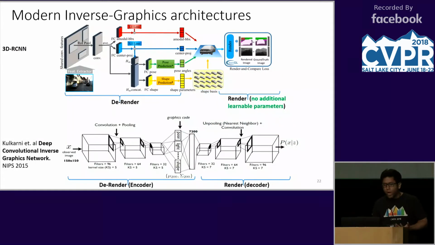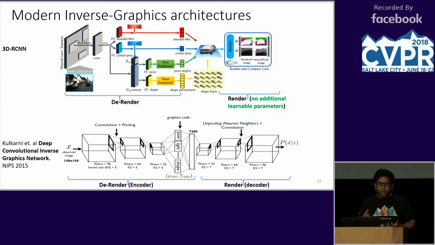Now, before I conclude, I want to take a step back and compare with some of the modern inverse graphics architectures. On the bottom, what you are seeing is this work from Kulkarni et al. called Deep Convolutional Inverse Graphics Network. They use an autoencoder idea where the bottleneck part is basically learning the graphics code. The first part, the encoder, is similar. It's learning to do de-rendering. For them, they use a decoder to learn how to render. For us, the rendering part is explicit, so there are no additional learnable parameters.